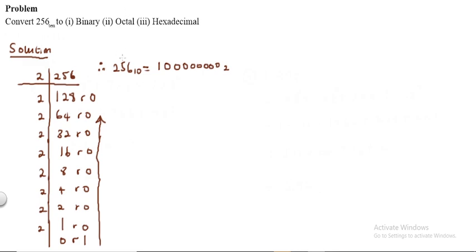Let's look at the second example where we are asked to convert a decimal to an octal. We still draw our table, so we write 256. If you're converting it to an octal, we'll be dividing by 8. So this will be 8. And then we say 256 divided by 8. That is 32, remainder 0.